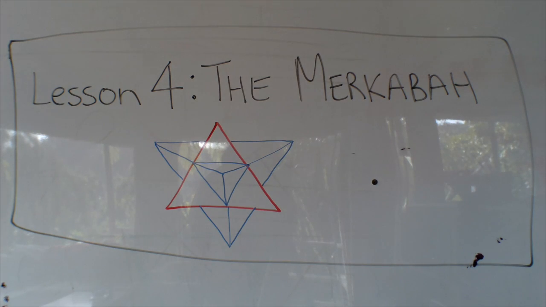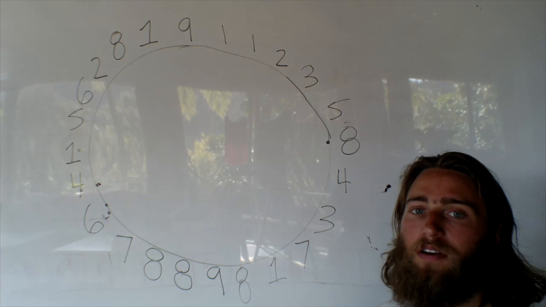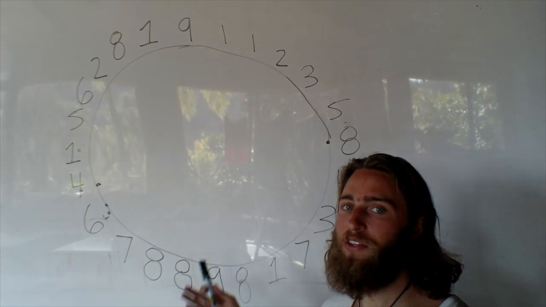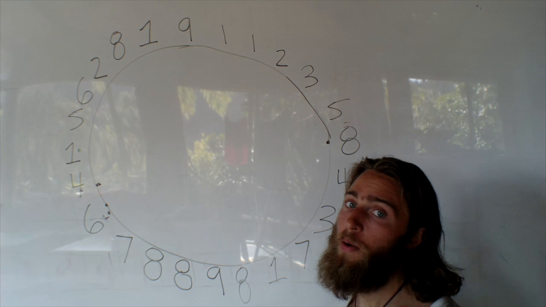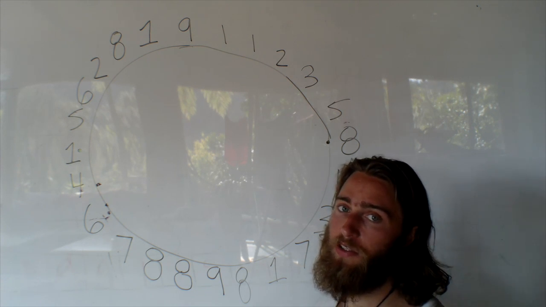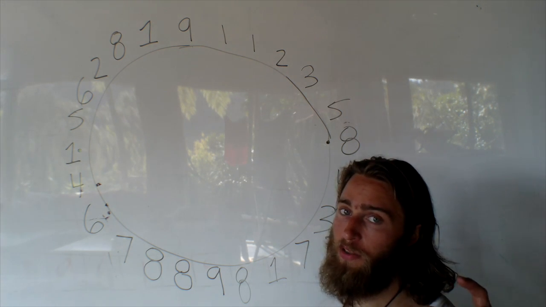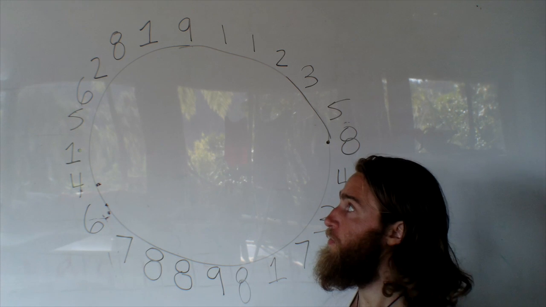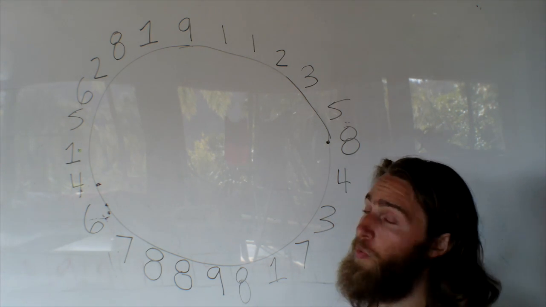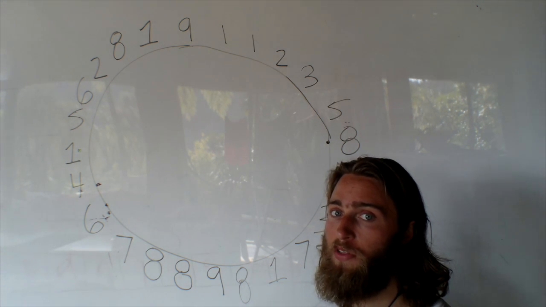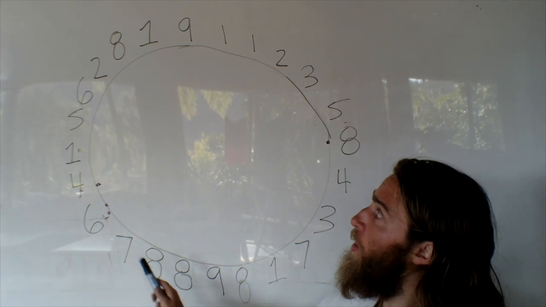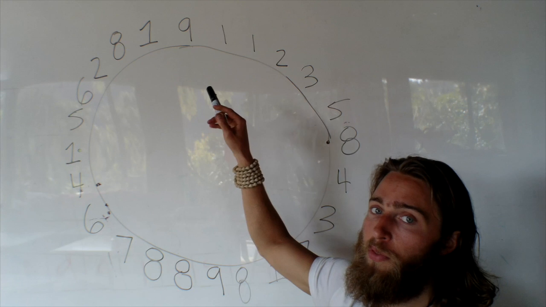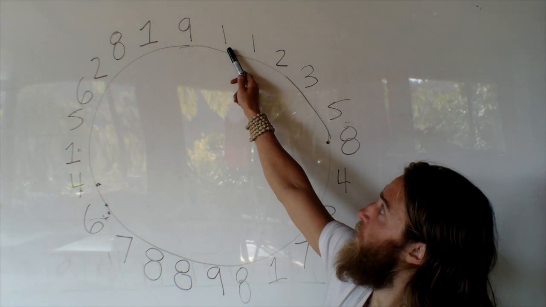Lesson 4, the Merkabah. So here we've got a circle that just appears to have random numbers going around it. But if we remember back to lesson 2, where we were talking about the Fibonacci sequence, and I mentioned lesson 4 about the Merkabah, when we added those numbers together on that chart, it formed this pattern here. So I'm going to show you how this circle works. So we start right here.